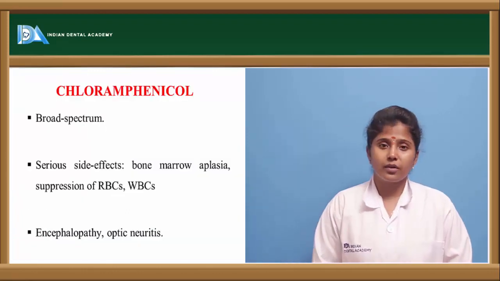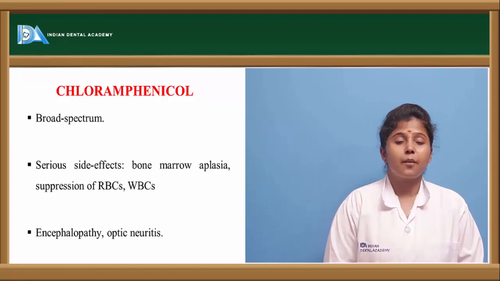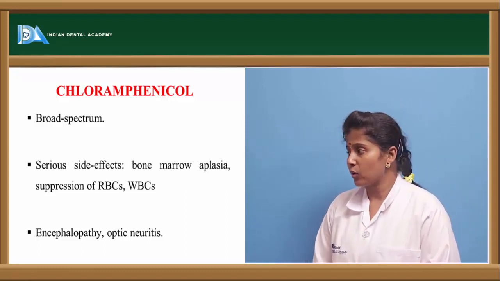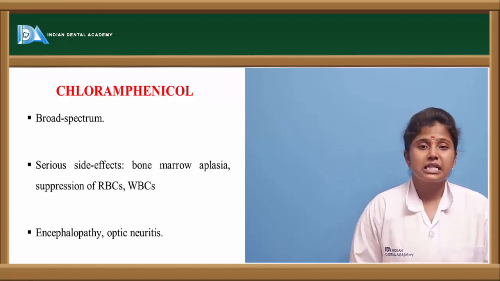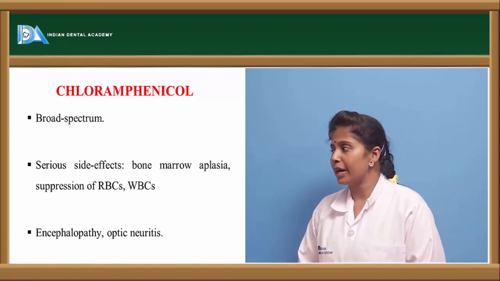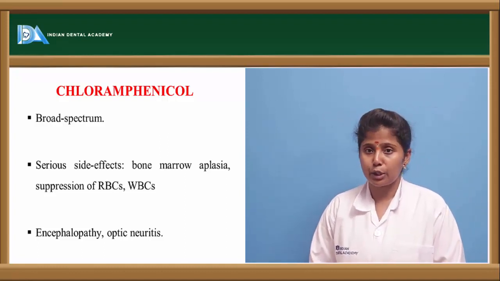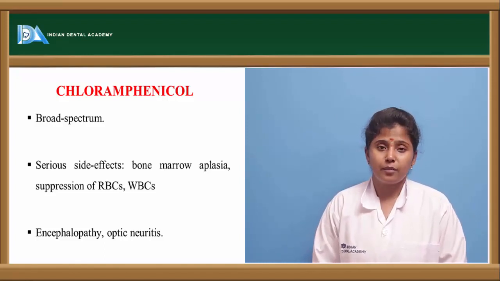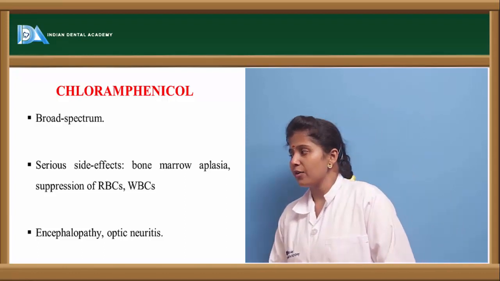The other drug is chloramphenicol. Chloramphenicol is a broad-spectrum drug. So this is used against various microorganisms, and it has serious side effects like bone marrow aplasia. So it will cause damage to the bone marrow, thereby preventing the formation of blood cells. And encephalopathy.